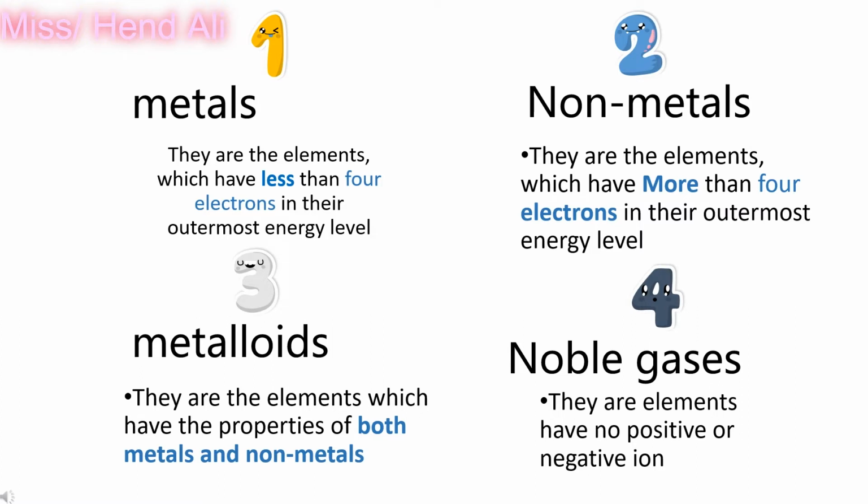What's meant by metals? Metals are elements which have less than 4 electrons in their outermost energy level. Non-metals are elements which have more than 4 electrons in their outermost energy level. So you have to consider that in metals we say less than, in non-metals more than. Metalloids are elements which have the properties of both metals and non-metals. Noble gases are elements that have no positive or negative ion.